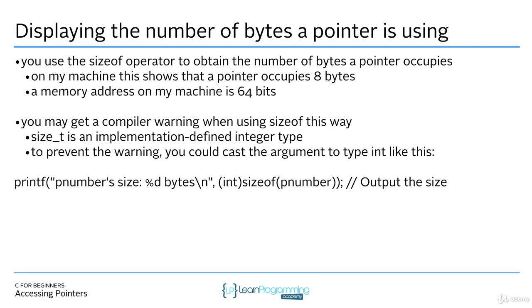size_t is an implementation-defined integer type. To prevent the warning, you could cast the argument to a type int like this. So what you would do is you would say p number size %d bytes, and you would cast it to an int, sizeof p number. That's going to give you the size of the pointer in memory. Size of pointer of that address, which again is 8 bytes on most systems, because that's just containing an address.